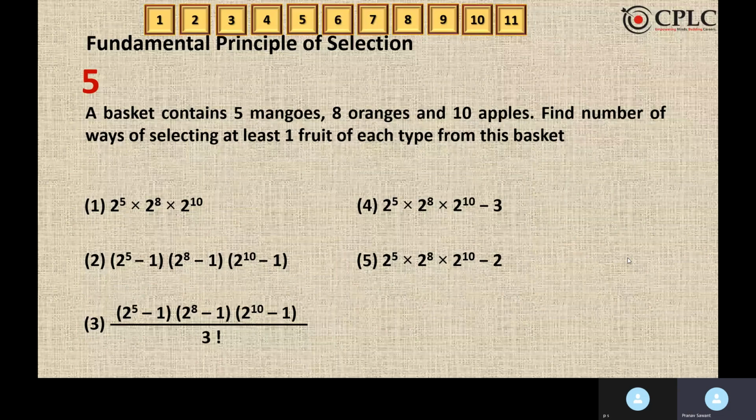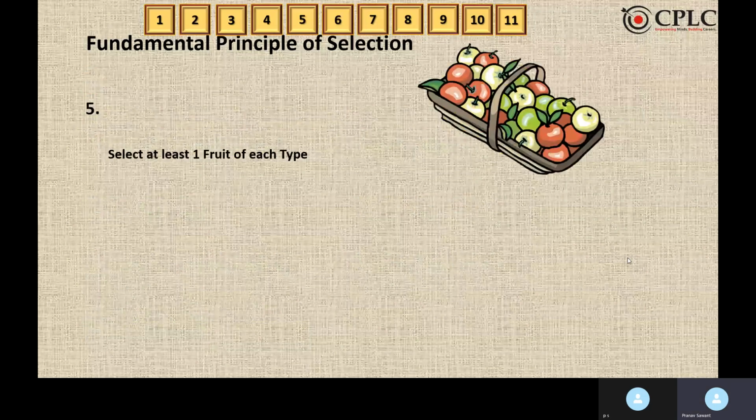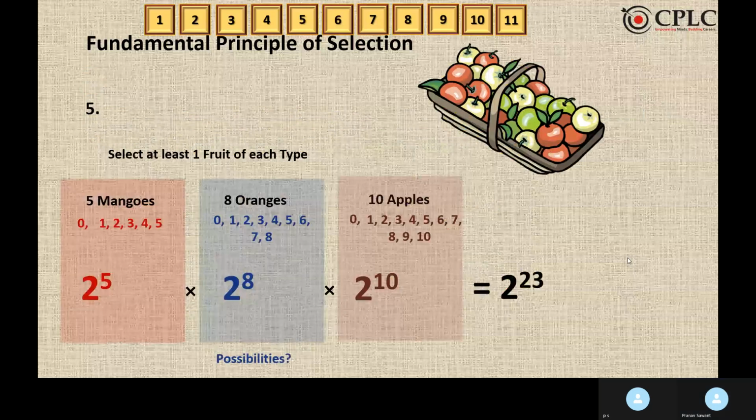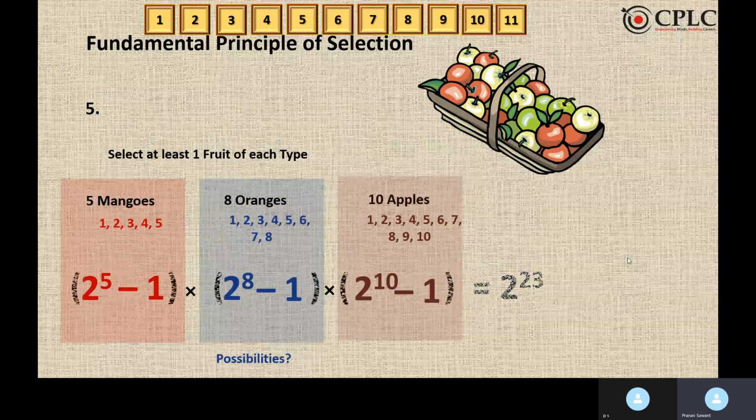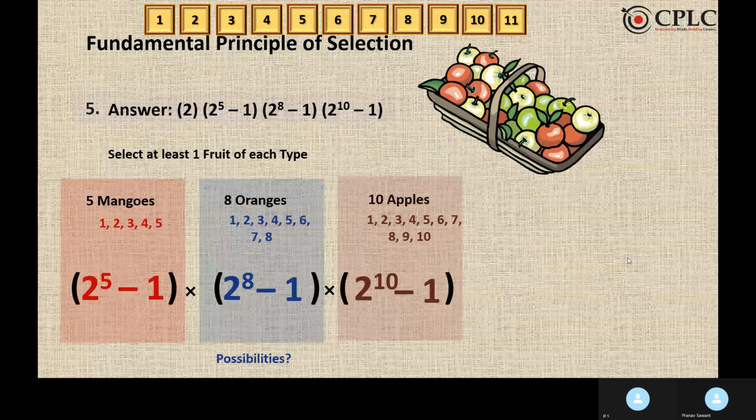That means the concept will remain the same, but as we need to select at least one fruit from each basket, we will subtract 1. That is, we will subtract the possibility of 0 from each of the categories. So, 2 raised to 5 minus 1, 2 raised to 8 minus 1, 2 raised to 10 minus 1. That is, option 2 is the answer.